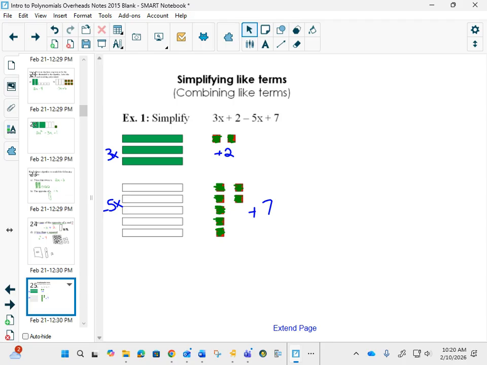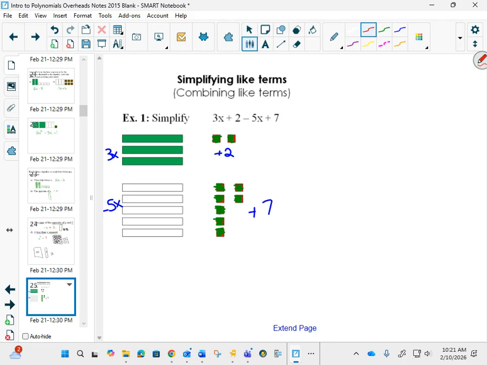Okay, question for you. What's 1 minus 1? 0. Good. What's 2 minus 2? 0. 3 minus 3? 0. And the idea of the positive and the negative Algetiles is that anytime you have a positive 1 and a negative 1, they're going to cancel out because you're going to get 0.